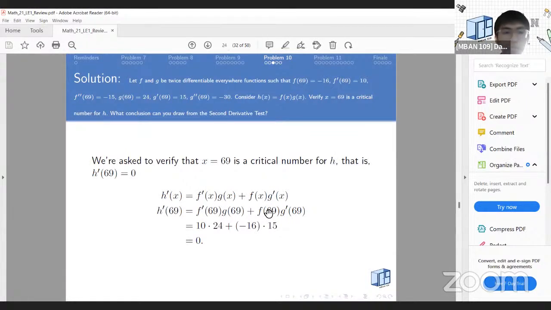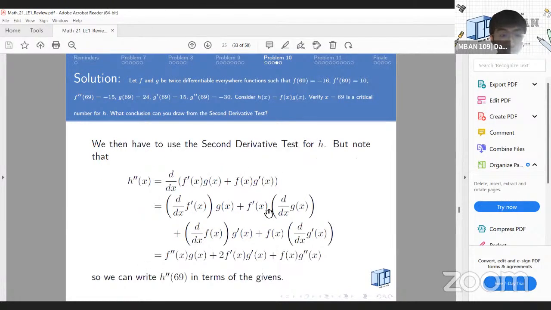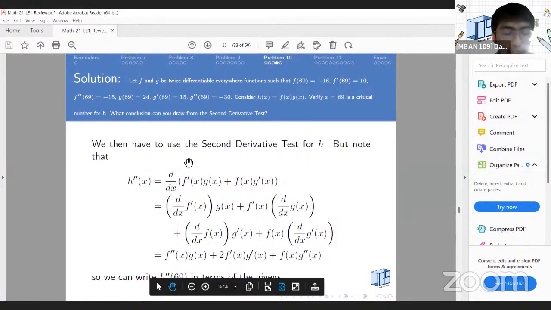So ano yung conclusion natin? Na h prime of 69 is equal to 0. So ngayon, gagamit tayo ng second derivative test for h.